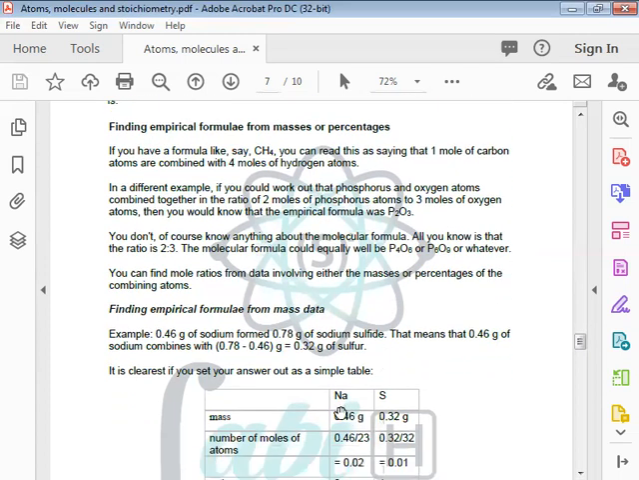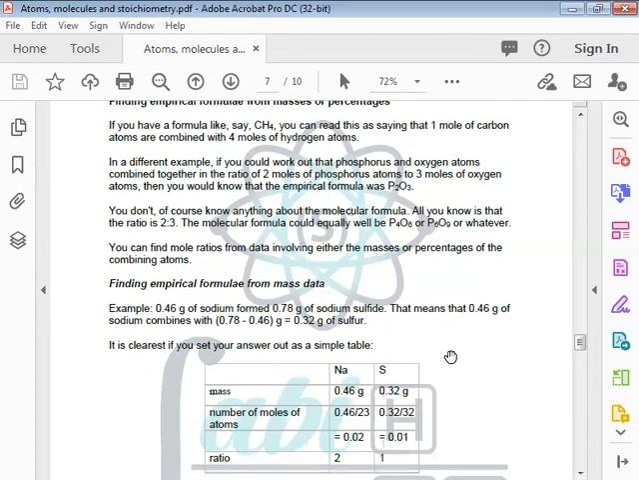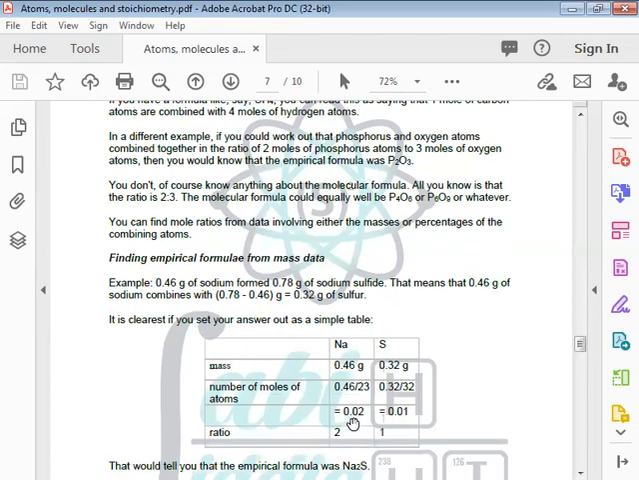The first thing is I already know the mass of sodium and sulfur involved. If I divide their masses by their personal Ar, relative atomic mass, I'll get the number of moles of each element that is involved. Dividing sodium by its Ar gives the moles of sodium, and dividing sulfur by its Ar gives the moles of sulfur. The Ar of sodium is 23 and the Ar of sulfur is 32. So basically I'll get their number of moles: 0.02 and 0.01.